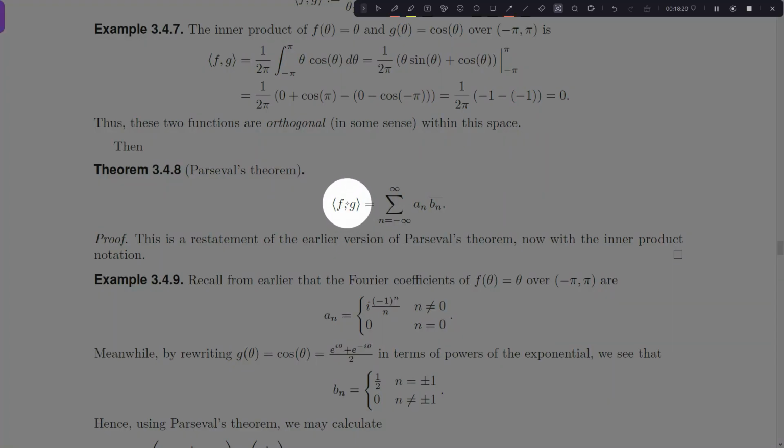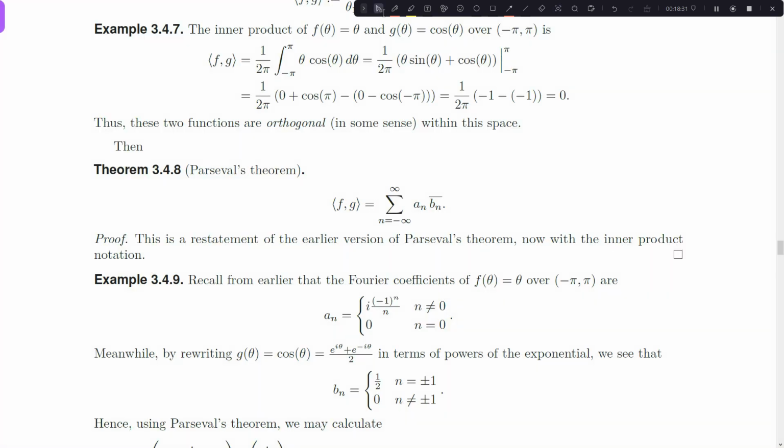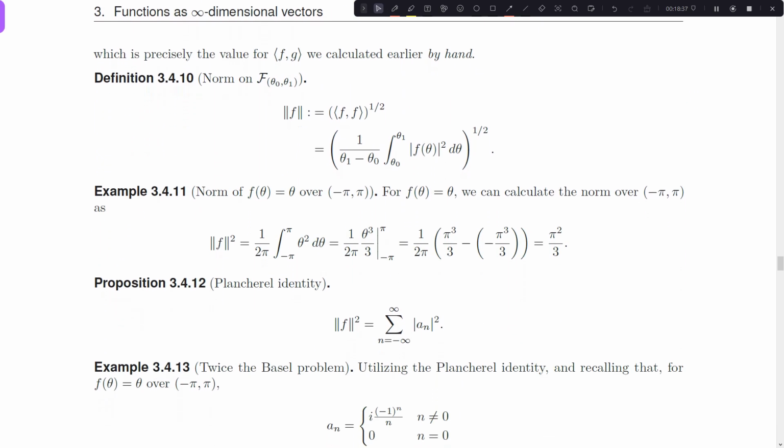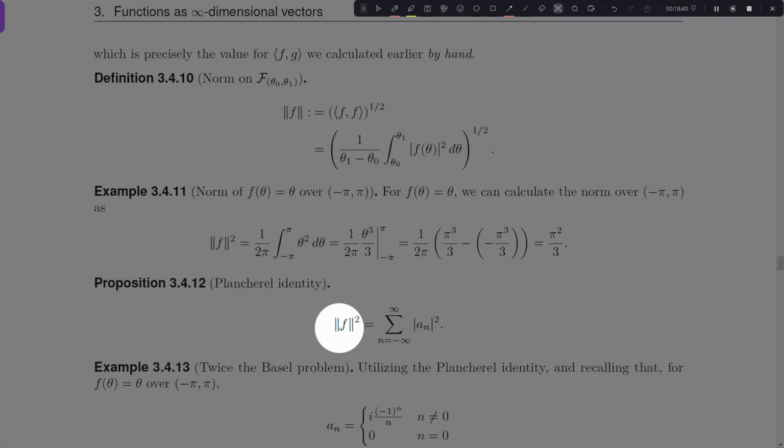Parseval's theorem gives us a way of computing the inner product of two functions with regards to their Fourier coefficients. Well, if I put the same function into my inner product on both sides, all of a sudden I extract a norm. Here, I extract the norm of f, but I know that by Parseval, that norm has to be the sum of the Fourier coefficients squared. And that's the Plancherel identity. So we can either compute norms with integrals, or we can compute norms with Fourier coefficients.